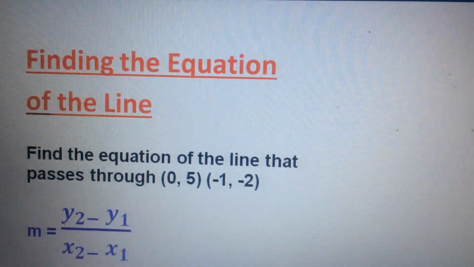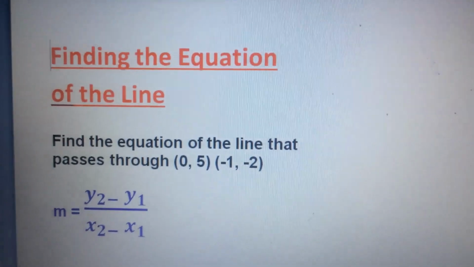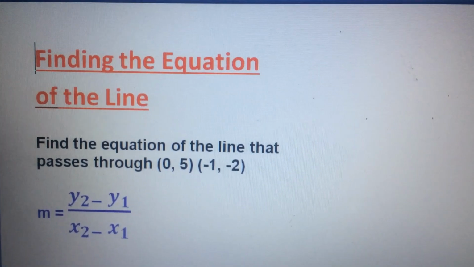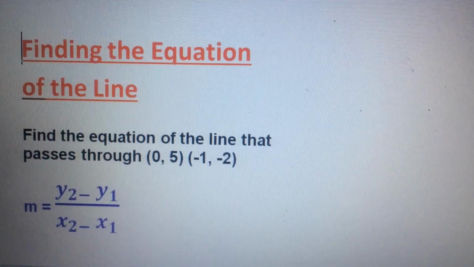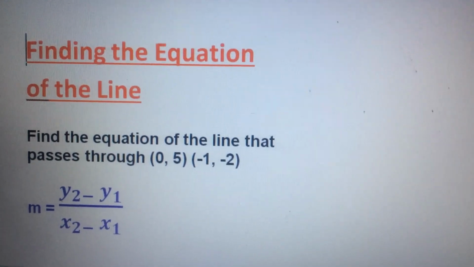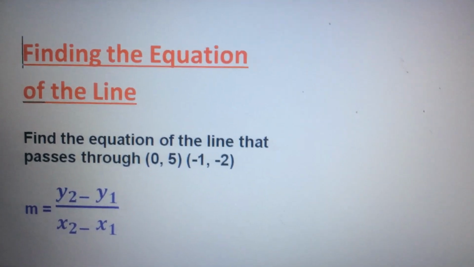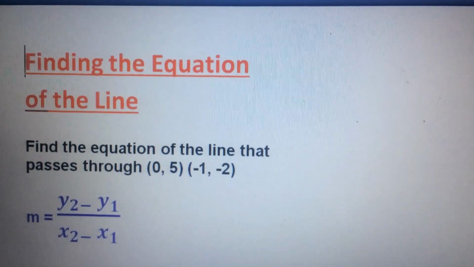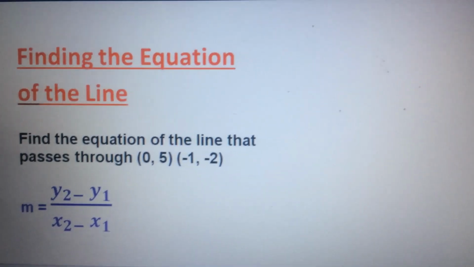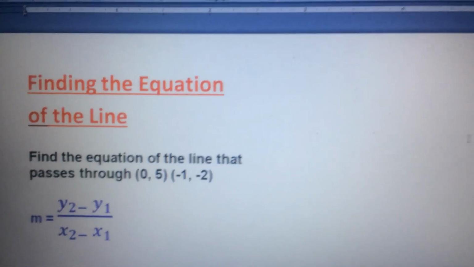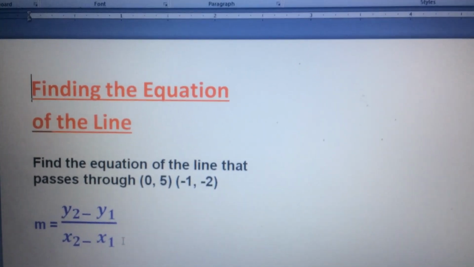In this lesson, we're going to find the equation of the line that passes through two given points. So we have here a problem in which we need to find the equation of the line that passes through point (0, 5) and point (-1, -2). So the first thing that we're going to do is to find the slope.